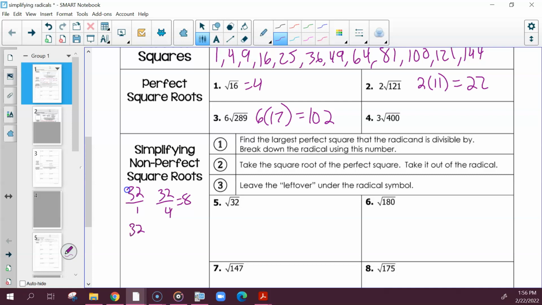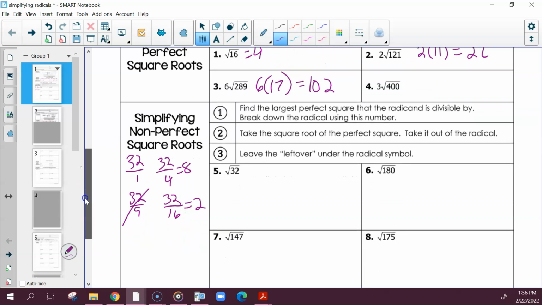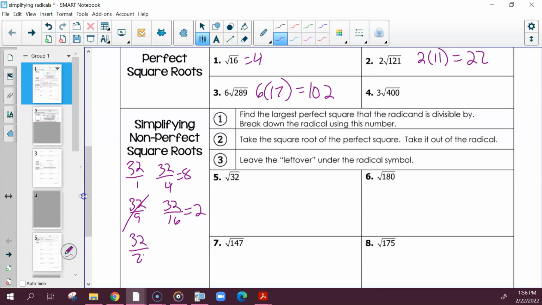Let's keep going. 32 divided by 9, that's going to give us a decimal. We're going to avoid that. 32 divided by 16, that would work because that gives us 2. 32 divided by 25 would not work because that would give us a decimal. So we're looking for the highest number that would work, which would be 16. So we can say that this is equal to the square root of 16 times the square root of 2. 16 is a perfect square, and we know that to be 4, but 2 is not, so that would stay inside. So that's one way to look at it.